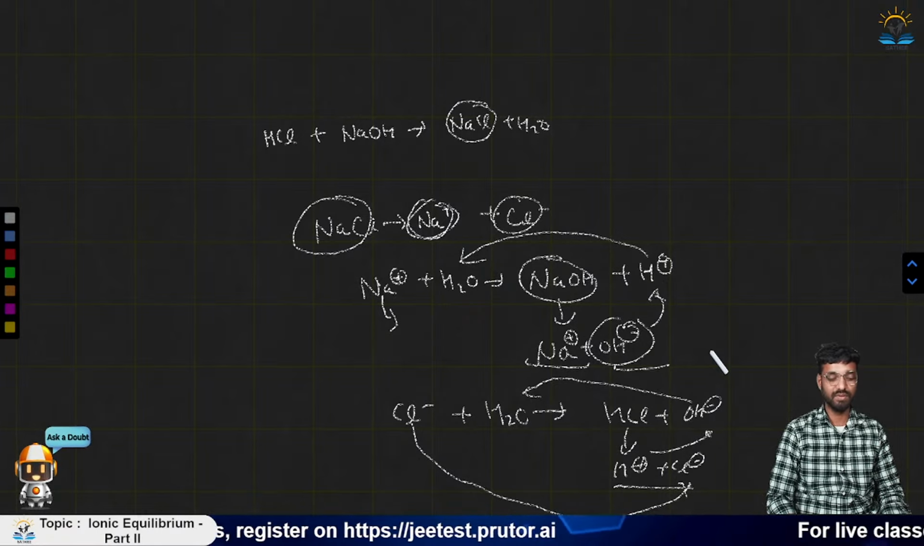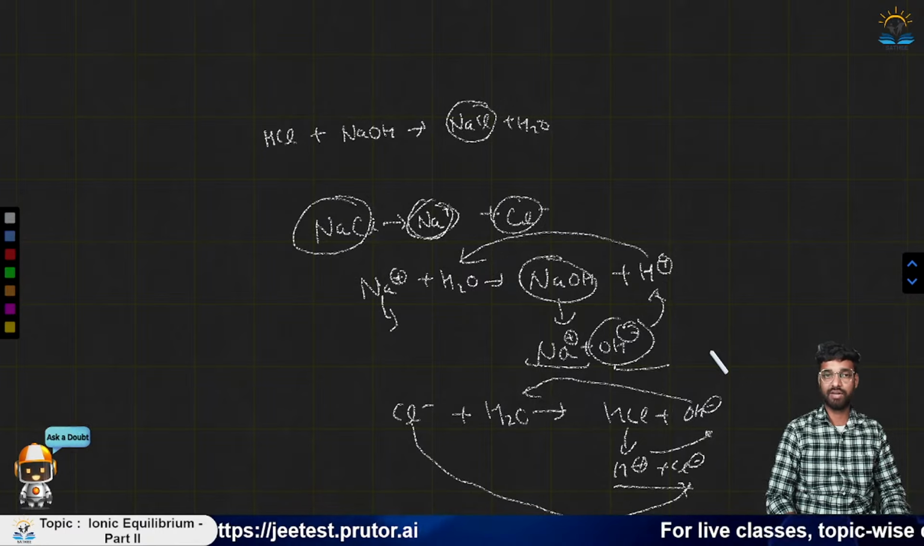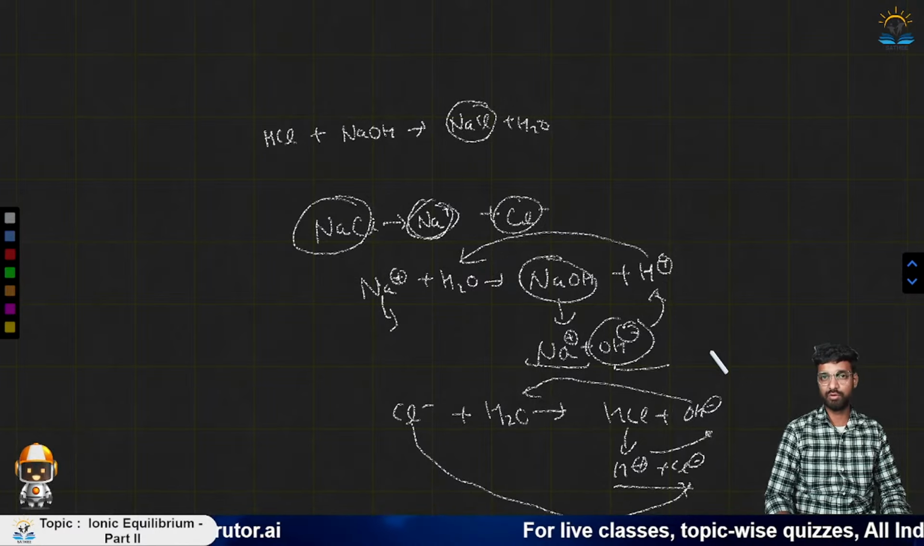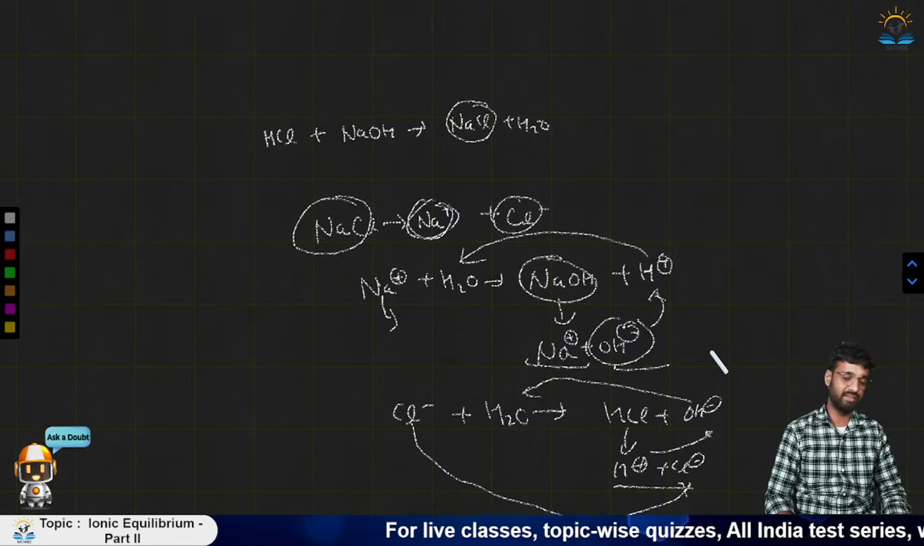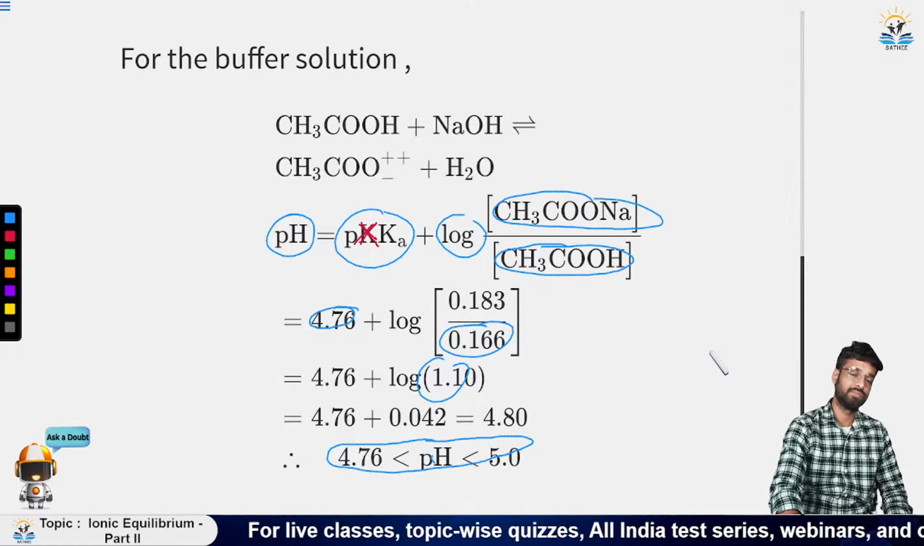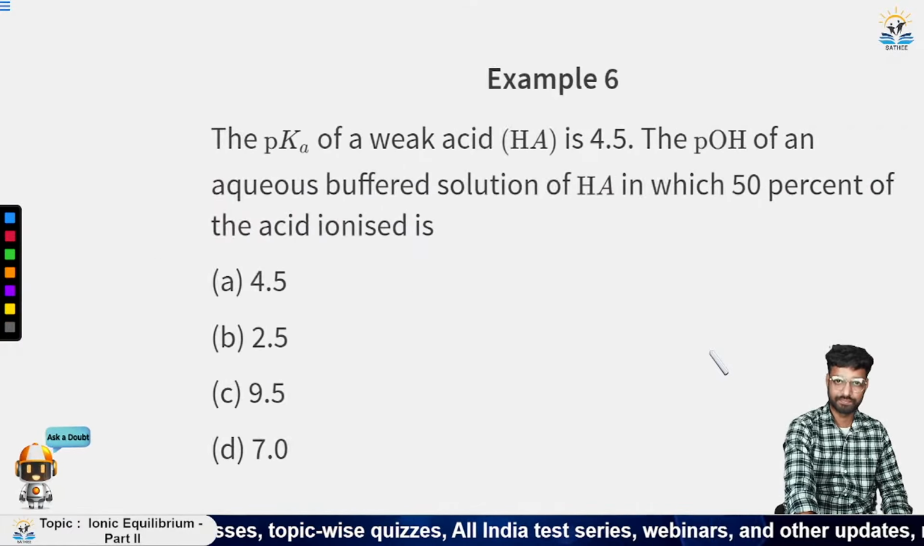So this was the overall flow chart for calculating all of this. You can use this to and fro and solve each and every question we have in ionic equilibrium. So this was the overall concept.